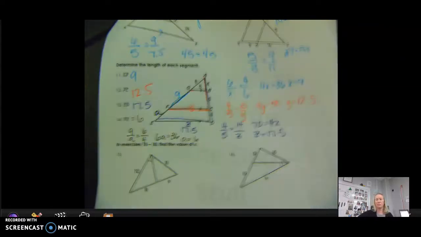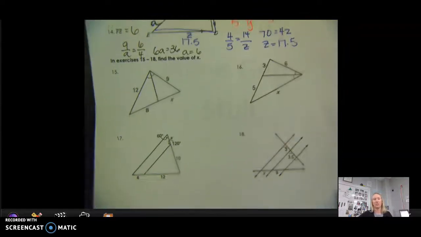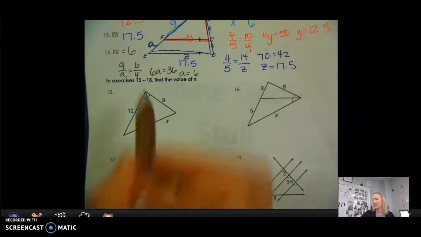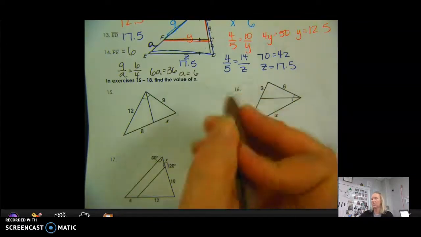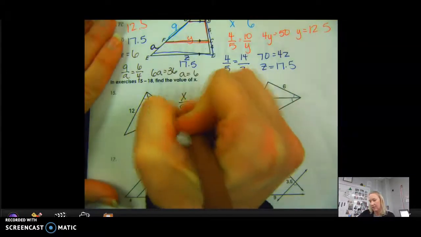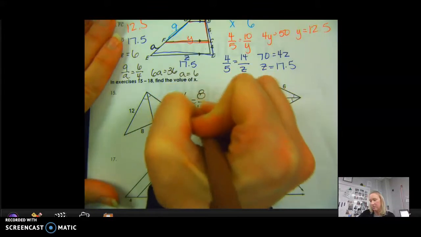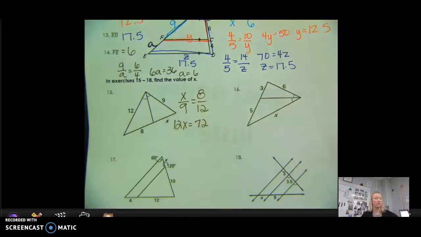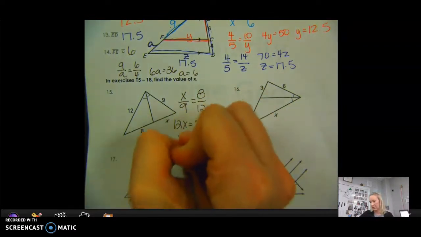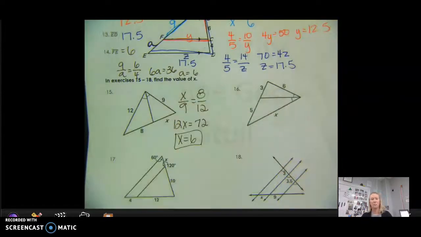All right, last problem. So this goes back to that last theorem on the front, these two do, where I cut this angle in half. That sets up a proportion where this over this equals this over this. So X over 9 would equal 8 over 12. Cross multiply, I get 12X equals 72. Divide by 12, divide by 12. 72 divided by 12 is 6, so X equals 6. Go ahead and pause me and see if you can do 16, 17, and 18 on your own. Unpause me when you're done.